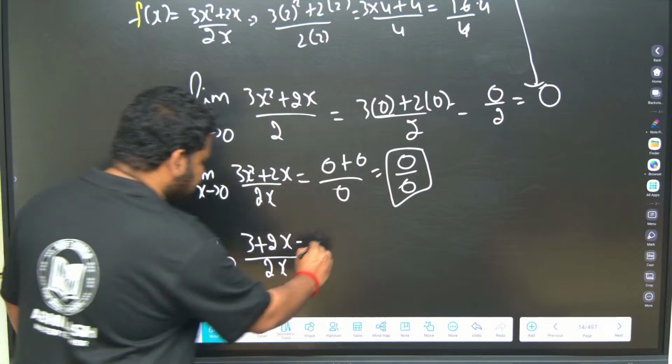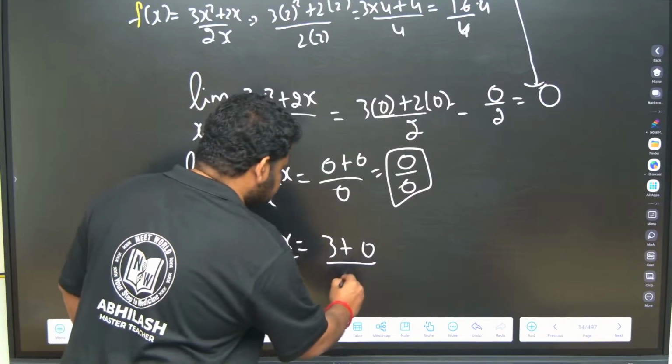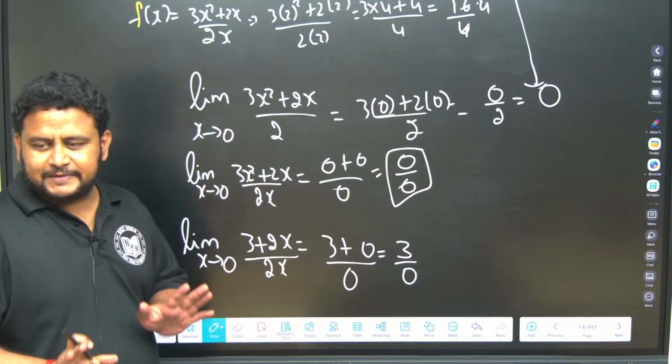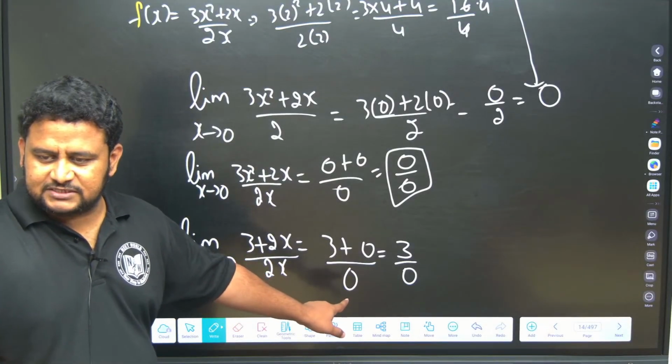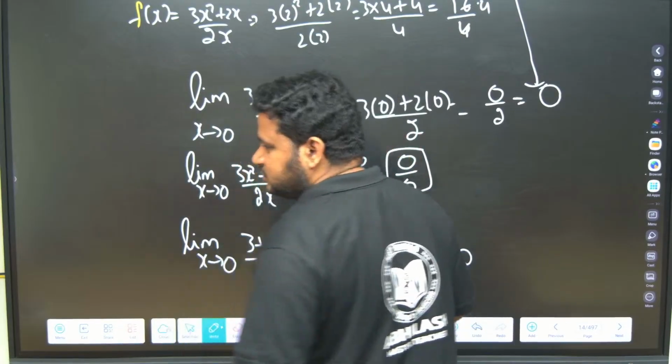So limit x tends to 0, (3 + 2x) / 2x. So what can I do? This will become 3 plus 2 into 0, which is 0, divided by 2 into 0, which is 0. So this will become what, friends? This will become 3 by 0. Anything by 0 is what? Anything by 0 is infinity. So this also I should not consider.